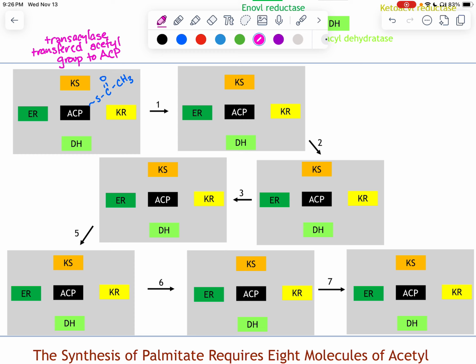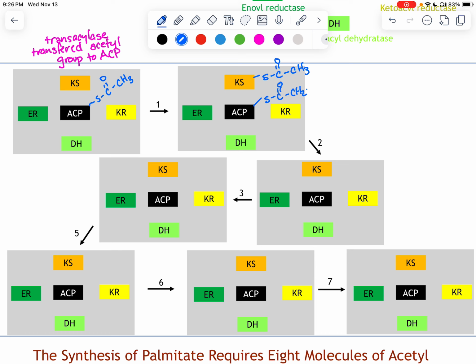What's going to happen is that this carrier protein, this swinging arm, is going to pull it up here, and it's going to pass that acetyl group off to the docking site. Okay, so when I do that here, I've now kind of temporarily stored that acetyl group up here. So I passed it off to the docking site, and that allows my carrier arm to pick up that malonyl group.